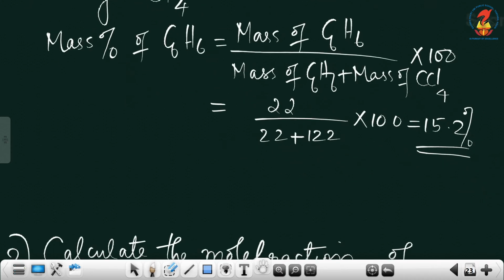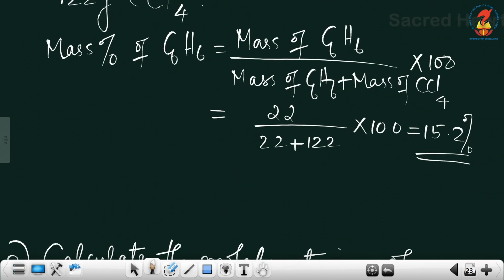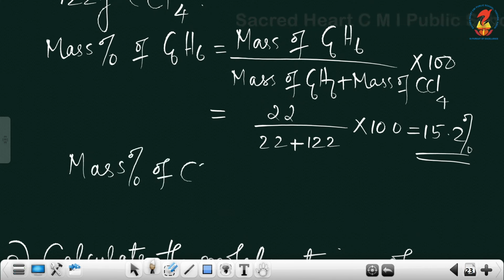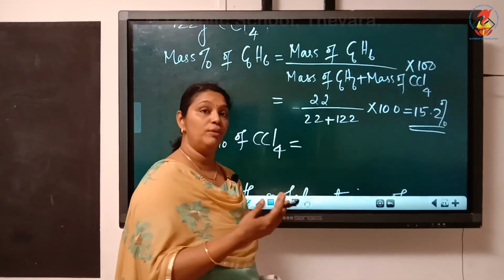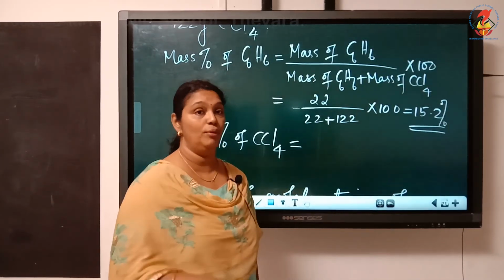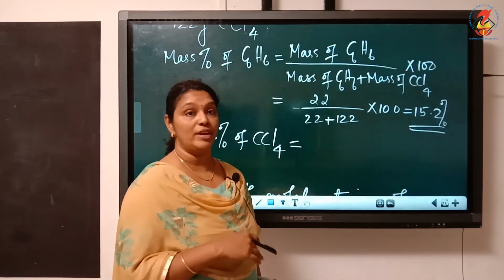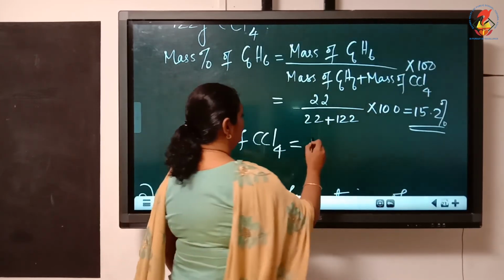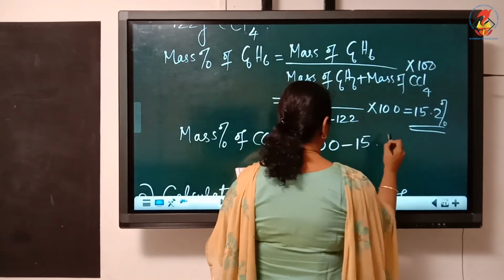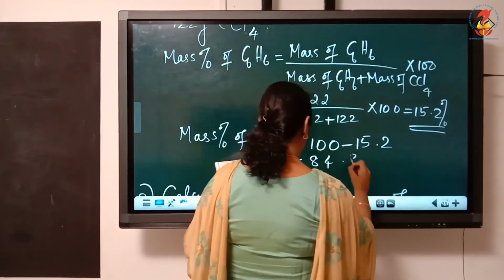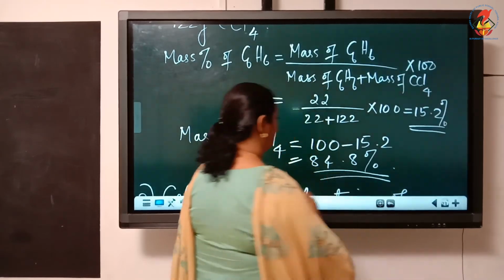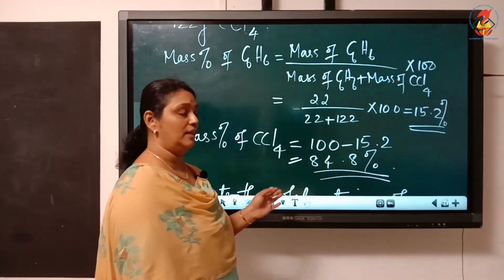Now, if you get the mass percentage of benzene, you can find the mass percentage of carbon tetrachloride. Mass percentage of CCl4: you can use the expression, that is mass of CCl4 divided by mass of benzene plus mass of CCl4 into 100, or you can subtract from 100. So, this will be 100 minus 15.2, which is equal to 84.8%. So, we get the mass percentage of CCl4.